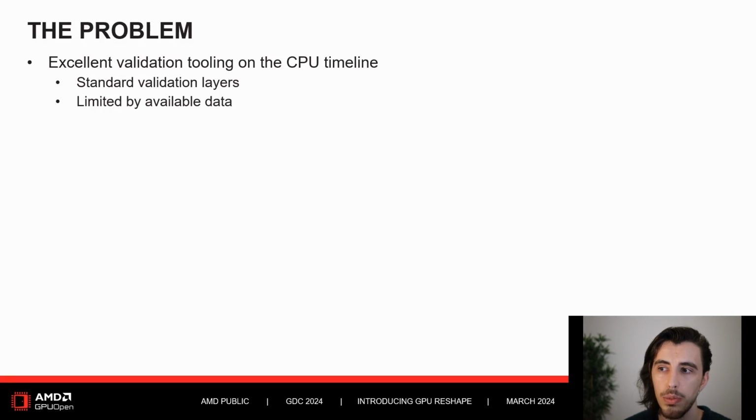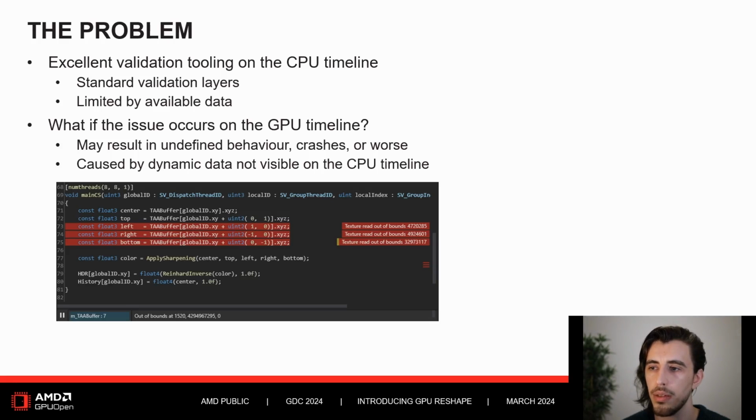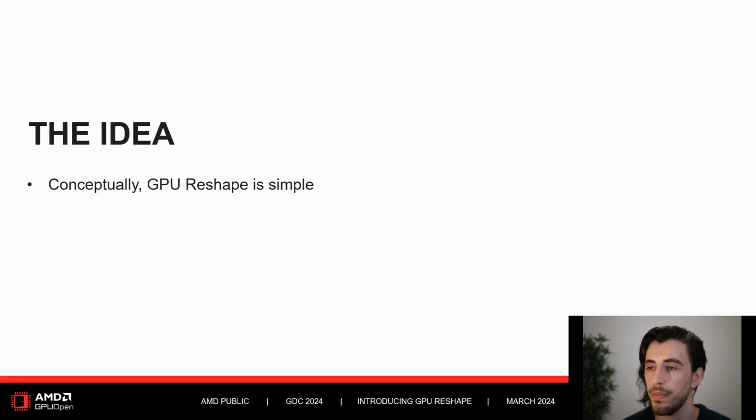Now, on the CPU side, we've got excellent validation tooling, specifically the standard validation layers. However, they're rather limited by the available data. What if the issue occurs due to dynamic data only visible to the GPU? This can cause undefined behavior, crashes, or worse, nothing on your machine, but perhaps on others. In this screenshot, something's going wrong with the texture addressing. Validating things like these is what GPU Reshape is all about.